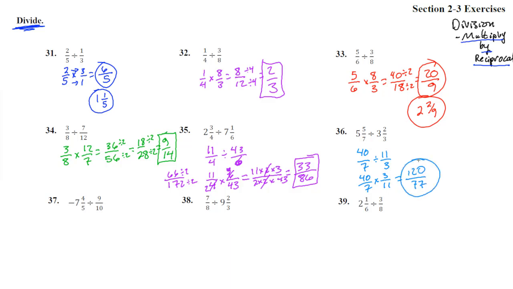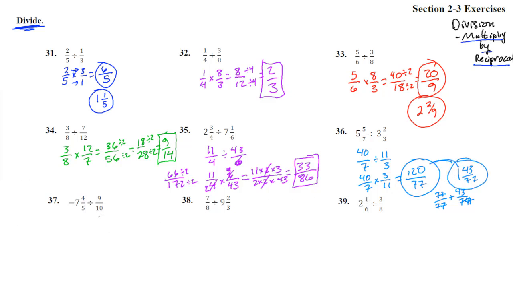Now you could change it into a mixed number. 77 goes into 120 one time. And then how many are left over? Maybe 43. If you subtract 120 minus 77, I think you get 43. So that turns into 1 and 43/77. Either one of those is the right answer.